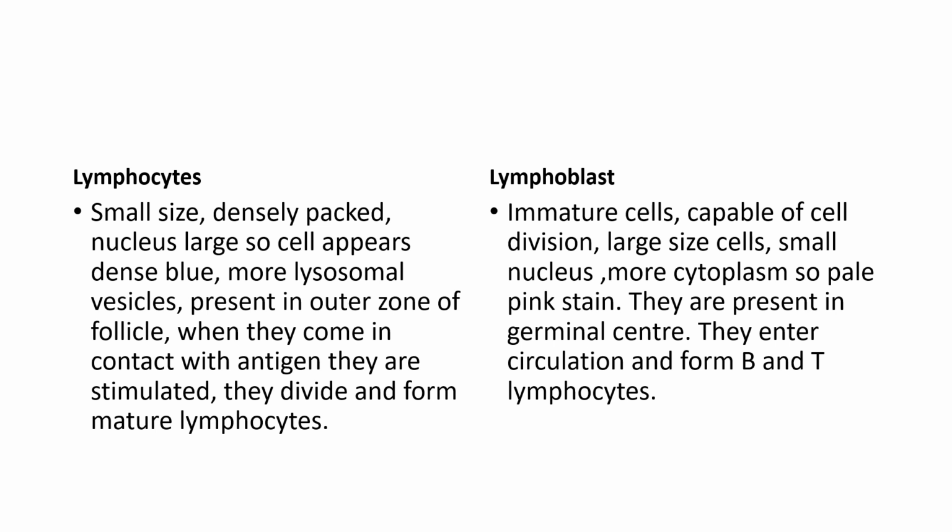Whereas in the central part of the lymphatic follicle, the immature large sized cells are lymphoblasts. They have a small nucleus and more cytoplasm, and are pale staining. The central pale staining part of the lymphatic follicle is known as the germinal center. They enter the circulation and form B or T lymphocytes. You should remember that the germinal center is present only in the secondary lymphatic follicle, not in the primary follicle. The secondary lymphatic follicle is formed after exposure to the antigen, so in its central part there will be division of the immature cells known as lymphoblasts.